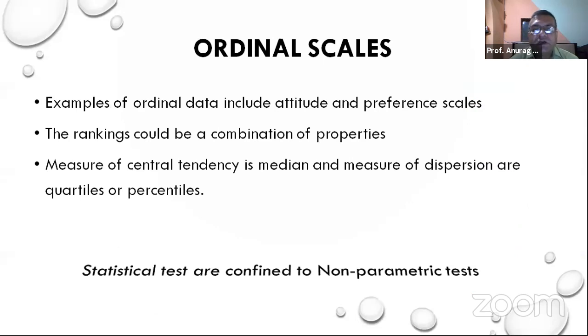Examples of ordinal data include attitude and preference scales. They are basically based on the rankings. You must have solved many numerical problems where two judges are ranking participants, and both of these judges have given different kinds of rank, and you are asked to find the association between them. We'll discuss how to find the association between these ranks, but here the measure of central tendency is median, and measures of dispersion are quartiles and percentiles.